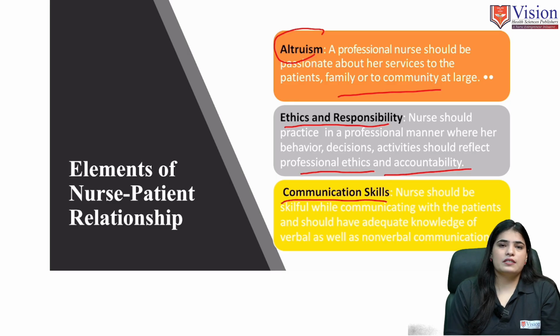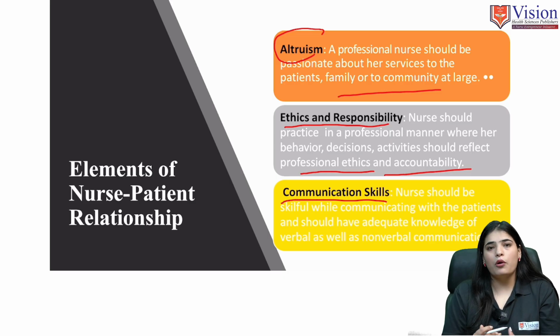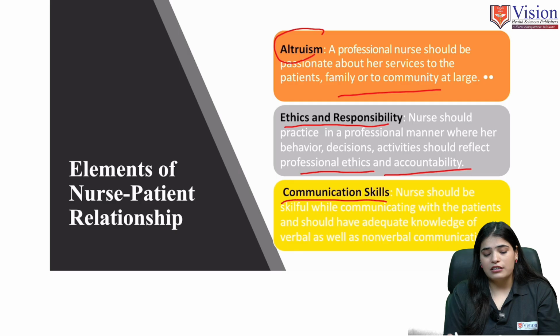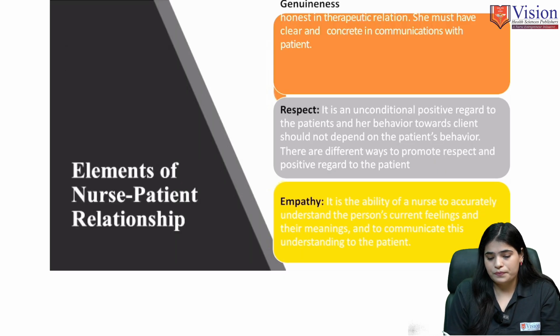Next is communication skills. While the nurse-patient relationship is there, there should be proper communication skills. She should have proper therapeutic communication skills so that she can acknowledge the patient and identify the problems. Those should be identified at the time of communication. Next is genuineness. An honest therapeutic relation should be there between patient and nurse. There should be clear communication between nurse and patient.